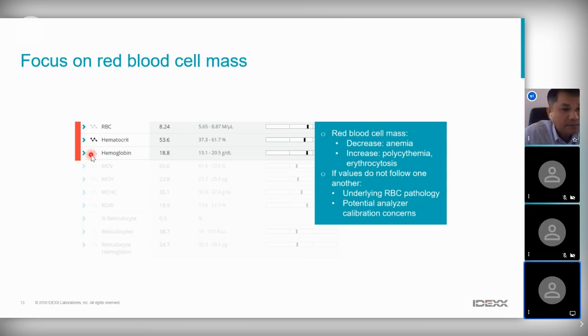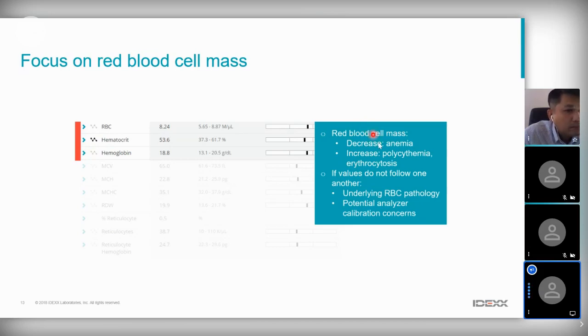Ok. So when we look at these red blood cell mass, if the red blood cells are less here in the CBC, that means they are decreased, and that is known as anemia, which is the most common found pathology in the hematology. And if they are here, that means they have increased.